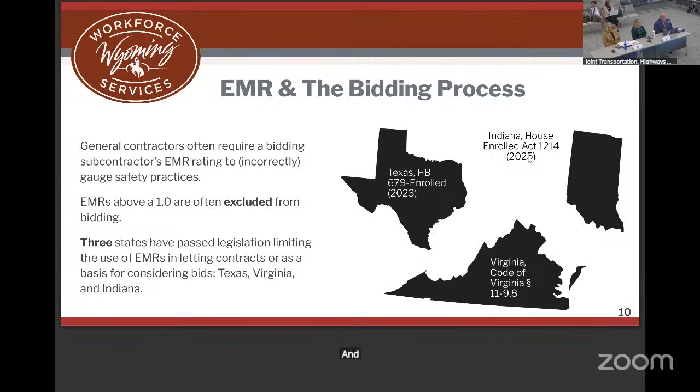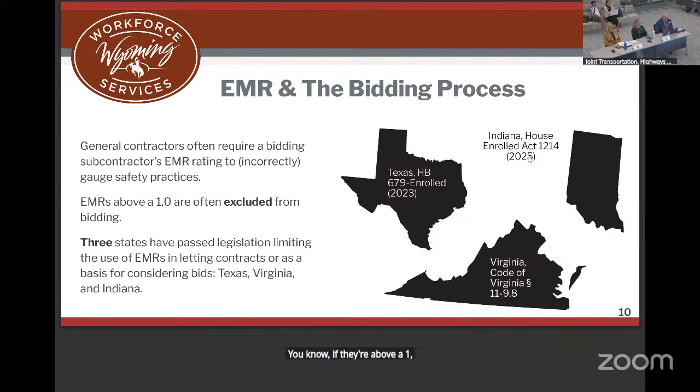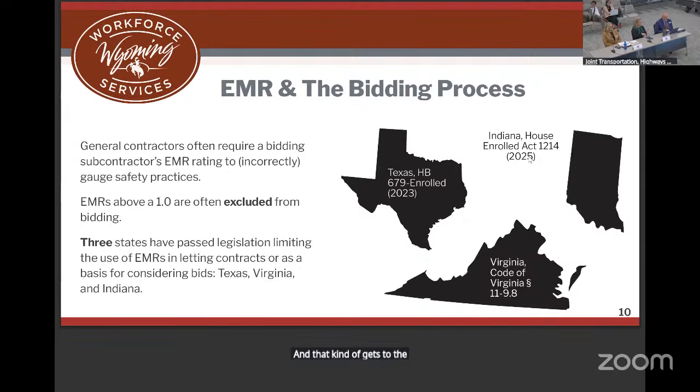And then moving to slide 10, as Representative Larson alluded to, this gets into the problem I think that we're seeing and what we're hearing from employers. Generally, the EMR is incorrectly being used as a safety metric for an employer. Sometimes, depending on the general contractor, they may not even allow somebody to enter a bid on a job if their EMR is above a 1. And that gets to the heart of the issue of what we're discussing here.